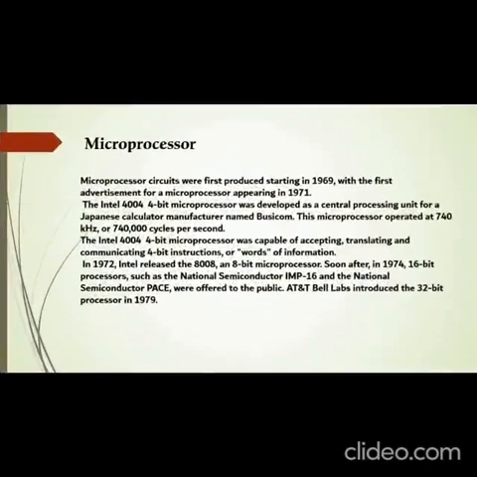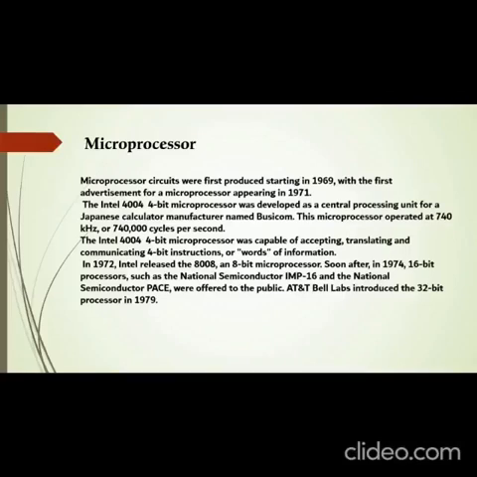Microprocessor circuits were first produced starting in 1969, with the first advertisement of a microprocessor appearing in 1971. The Intel 4004 4-bit microprocessor was developed as a central processing unit for a Japanese calculator manufacturer named Busicom. This microprocessor operated at 740 kHz, or 740,000 cycles per second. It was capable of accepting, translating, and communicating 4-bit instructions or words of information.